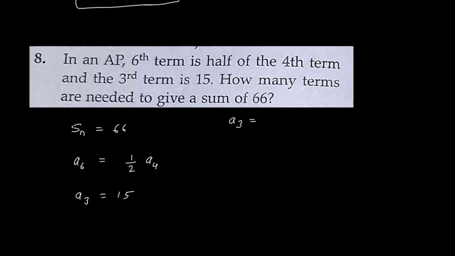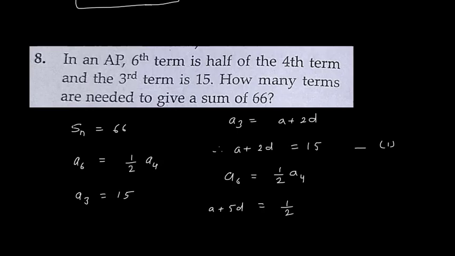So A3 will be equal to A plus 2D and the value of A3 is given, 15. So therefore A plus 2D is 15. So here I get one equation. Then A6 is given as 1 by 2 A4. So for A6 we apply the formula, it is A plus 5D. It is half. A4 is what? A plus 3D.